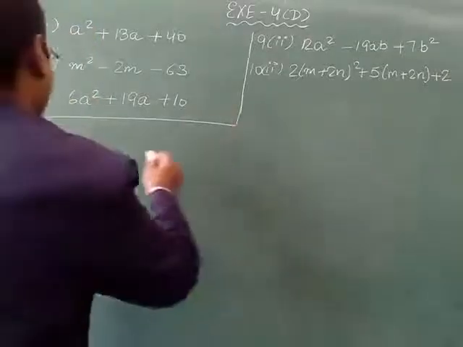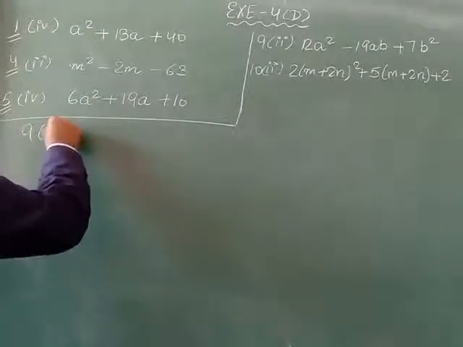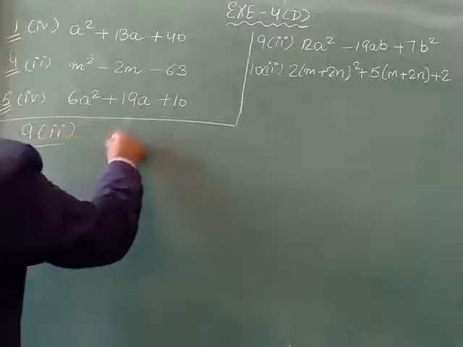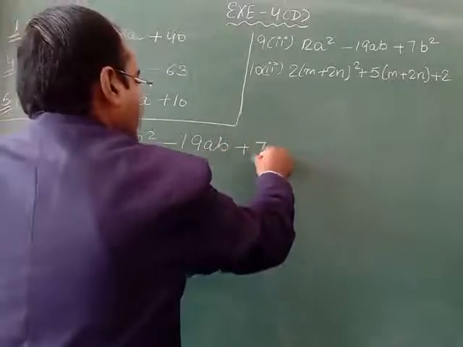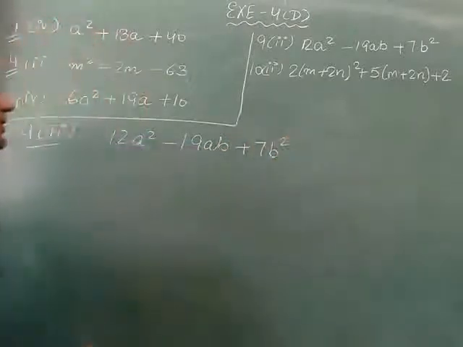Question number 9, second: 12a² − 19ab + 7b². This is the question.